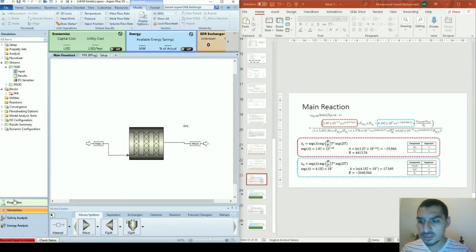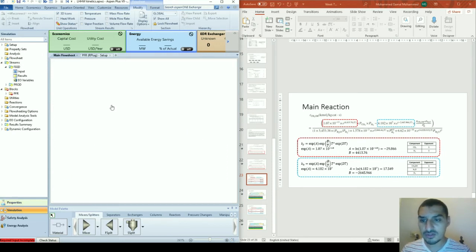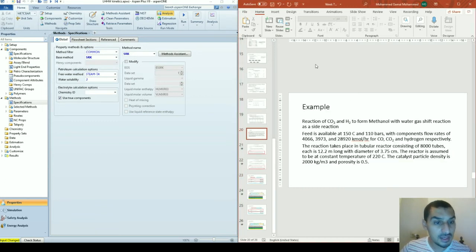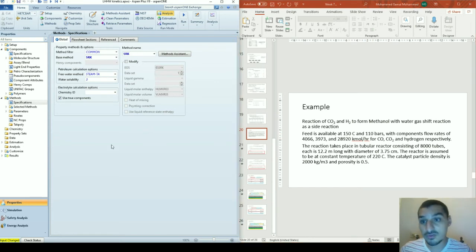Just before we start with the simulation software, I'm going to mention that I have chosen the SRK method because we are operating at very high pressures. We are operating at, I think it was, 110 bars, so it's high pressure, more than 10 bars. So in this case we use cubic equations of state, so you can use SRK, Peng-Robinson, or any one of these.